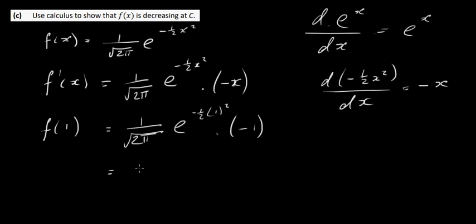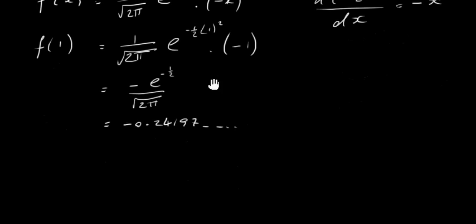We've just ended up with minus e to the power of minus a half over square root 2 pi. This minus 1, I've just brought that over here. This 1 squared is just 1, so that disappears, so you just end up with minus a half here. If you work that out on your calculator, you get minus 0.24197 and so on.